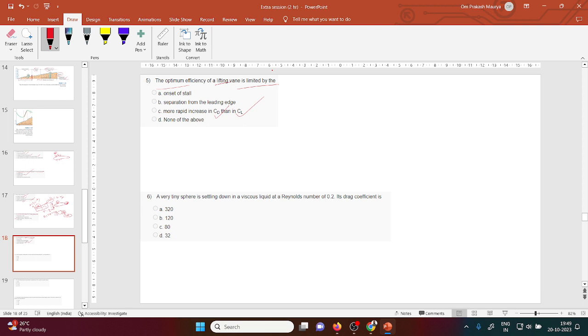A very tiny sphere is settling down in a viscous liquid at a Reynolds number 0.2. Its drag coefficient is what? In this question, what is given? Your Reynolds number is given as 0.2, that is less than 1. So the drag coefficient is asked. Do you know the formula of drag coefficient? Please just tell your answer.